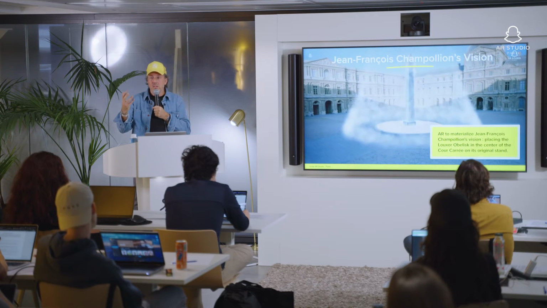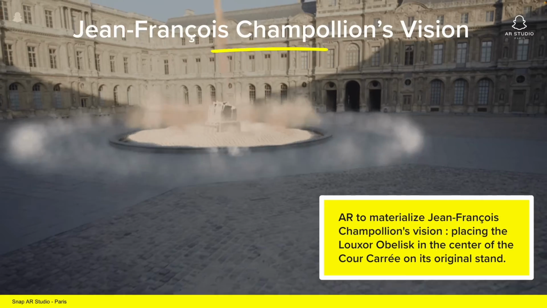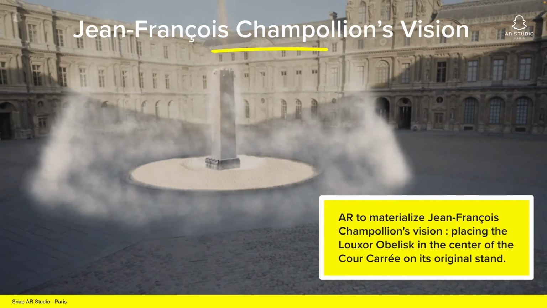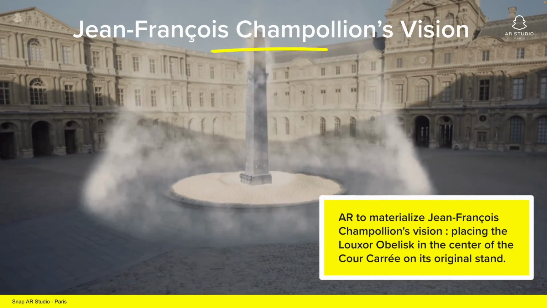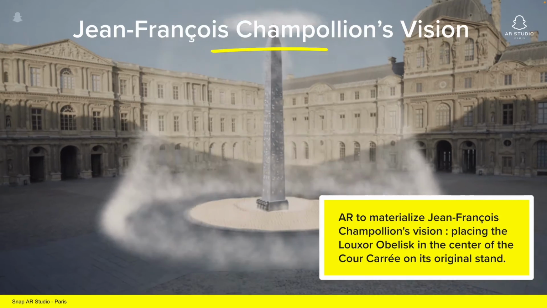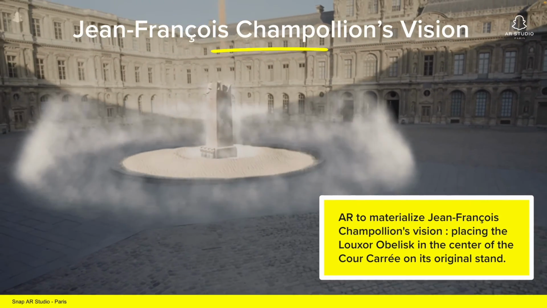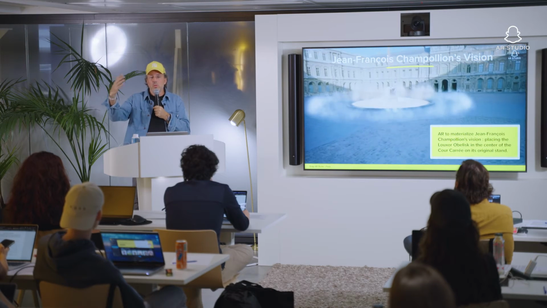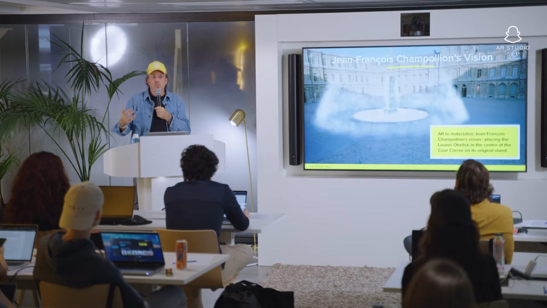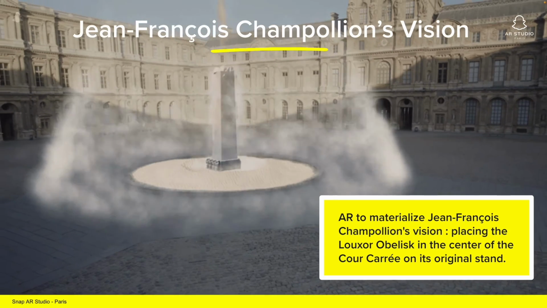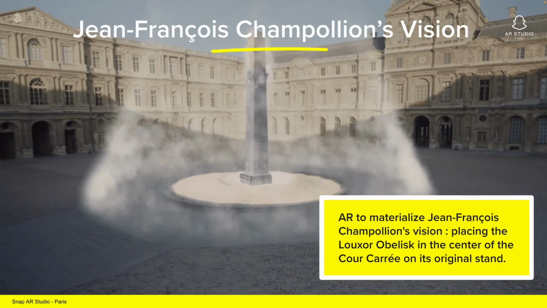The Egyptologist told us that when Egypt gave this obelisk to France from Luxor, and it was shipped to Paris, initially Champollion wanted to have it inside the Louvre, in the center of the Cour Carrée, but for political reasons, it ended up on the Place de la Concorde. So we wanted to fulfill the vision of Champollion.